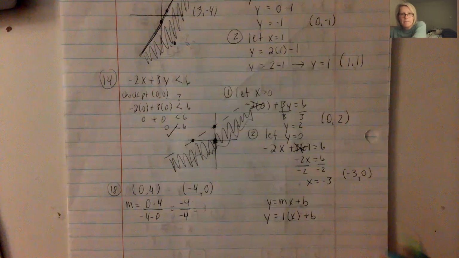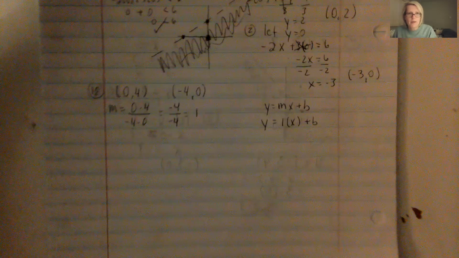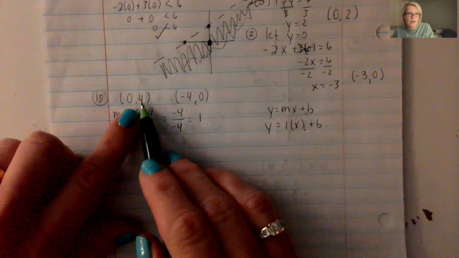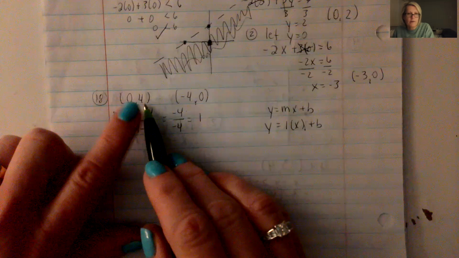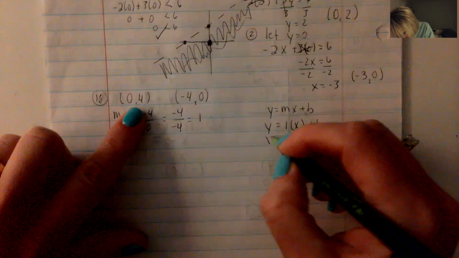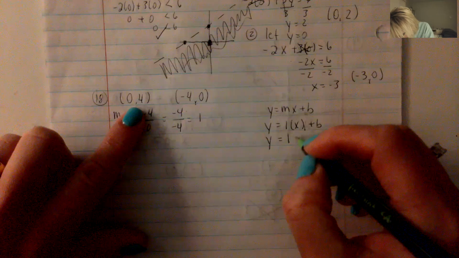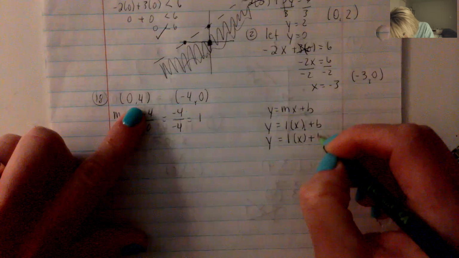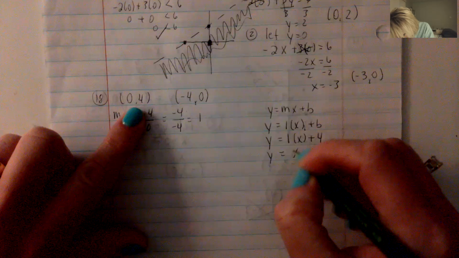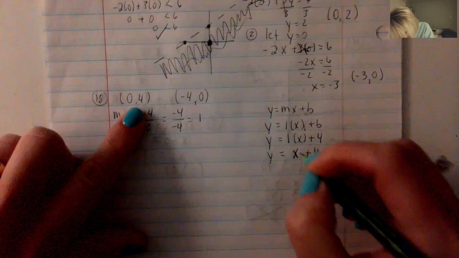The cool thing is I know B. We found our Y-intercept by looking at the graph. So that's at 0, 4. So my equation is Y equals 1X plus 4, or Y equals X plus 4.